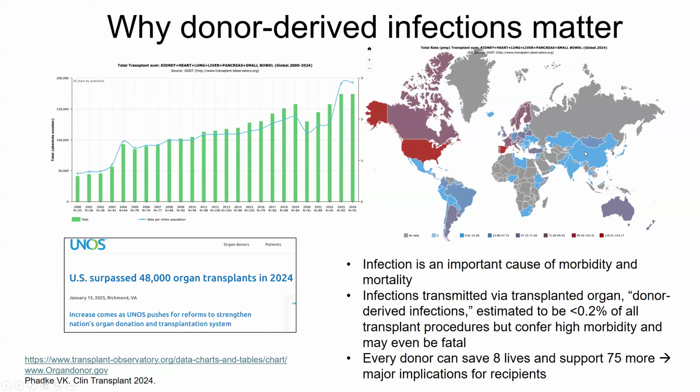Now, infection is an important cause of morbidity and mortality after organ transplantation. And infections transmitted via transplantation because of the organ, i.e. donor-derived infection, is estimated to be quite rare, about less than 0.2% of all transplant procedures. But they actually confer very high morbidity and could even be fatal. Knowing that, every organ donor can save 8 lives and support 75 more, and this is data from the organ donation website, this could potentially have a lot of implications for our transplant recipients.